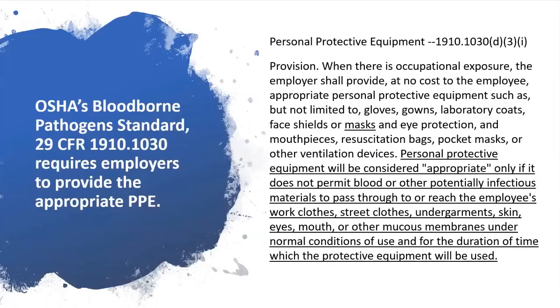This section applies to all occupational exposure to blood or other potentially infectious materials. As with respiratory hazards, engineering and work practice controls must be used to eliminate or minimize employee exposures. Where occupational exposure remains after the institution of these controls, personal protective equipment, such as an elastomeric respirator, may be used.